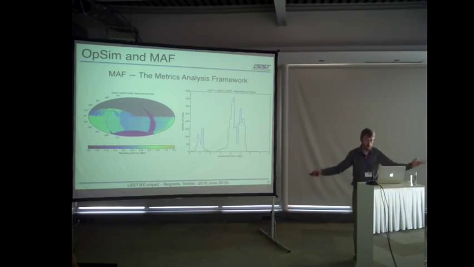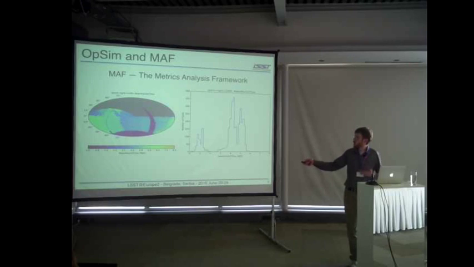And maybe that's good for my science, maybe that's not. I'm not sure what science I had in mind when I wrote this metric. But the idea is, we want you to write these Python functions to evaluate these surveys and tell us whether or not we have generated simulated surveys that are good for your science or bad for your science.